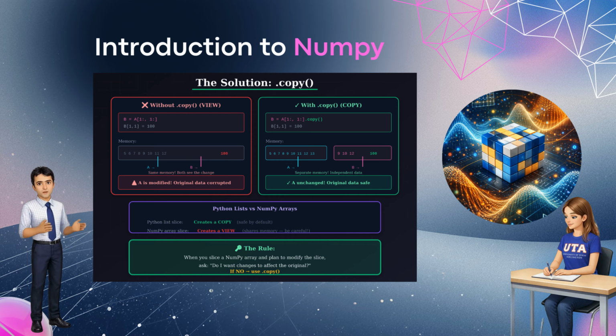So here's the rule. Whenever you slice a Numpy array and you plan to modify that slice, ask yourself, do I want changes to affect the original? If the answer is no, add .copy() at the end. Always use .copy() when you want to modify a slice independently.